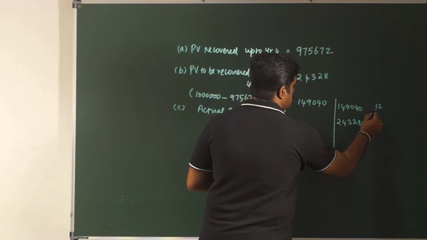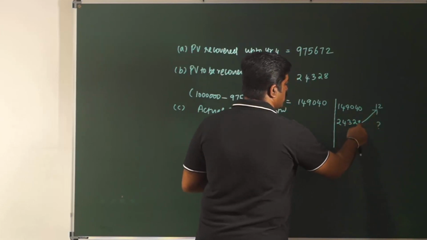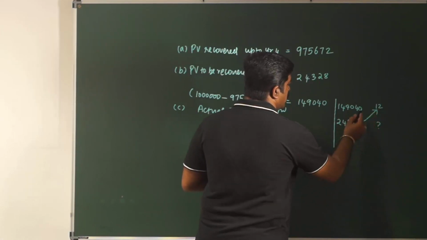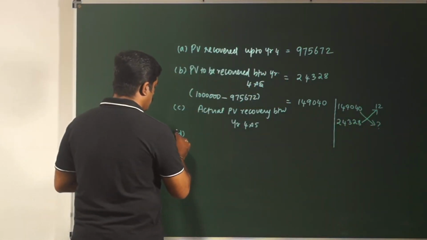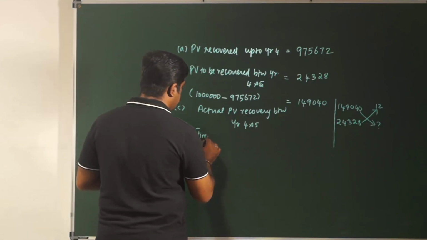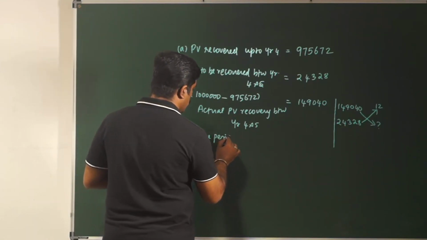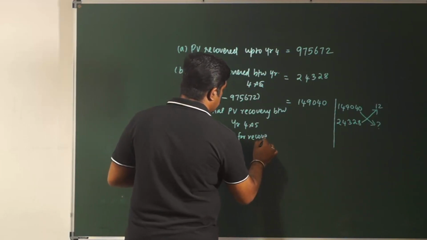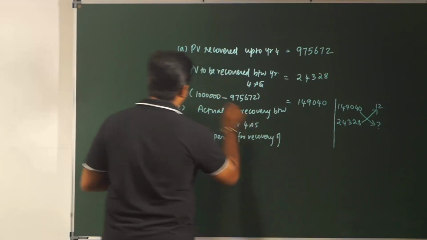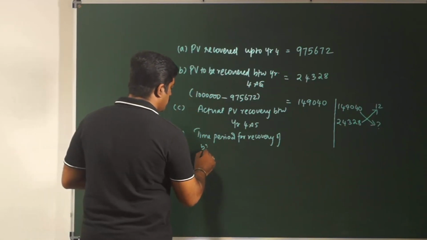We have to simply do this cross multiplication. That is 24,328 multiplied by 12 divided by 149,040. Okay, so let me capture that here. Time period for recovery of item number B. This is item number B.